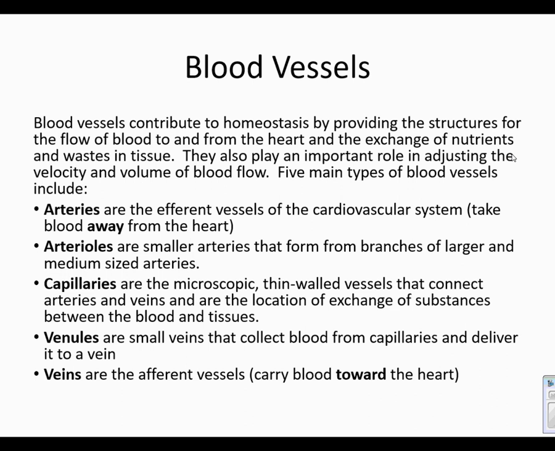Okay? They're found between our arterioles, which are the smallest arteries. They form from larger arteries and medium-sized arteries. And they're also found on the other side between venules, small veins collecting blood from capillaries and delivering it to the larger veins, which, as we learned, carry blood towards the heart, typically being deoxygenated, or as I like to say, a little bit less oxygenated.